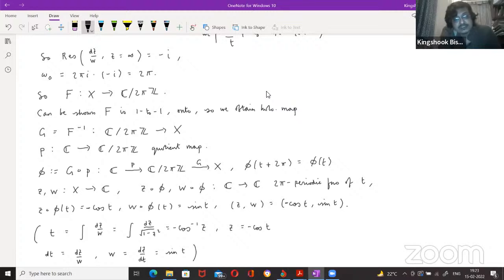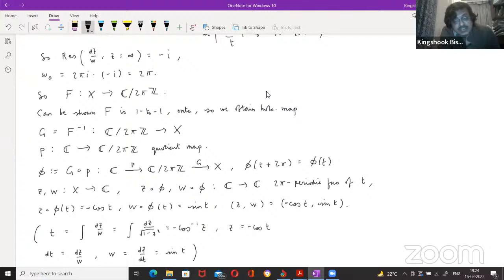So now, if I look at my functions z, w on the algebraic curve, so those are maps from x to C, then if I look at z composed with this map phi and w composed with this map phi, those give me functions from C to C. And since phi is 2 pi periodic, that means that these functions will be 2 pi periodic functions of t. So this z becomes phi of t, a 2 pi periodic function of t.